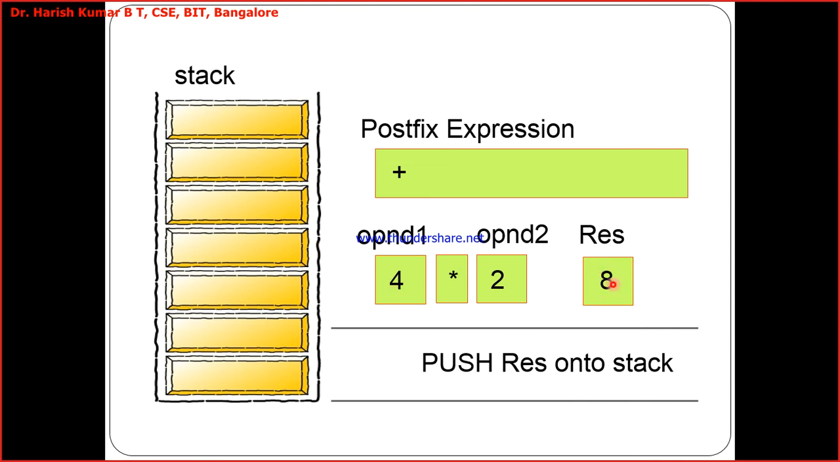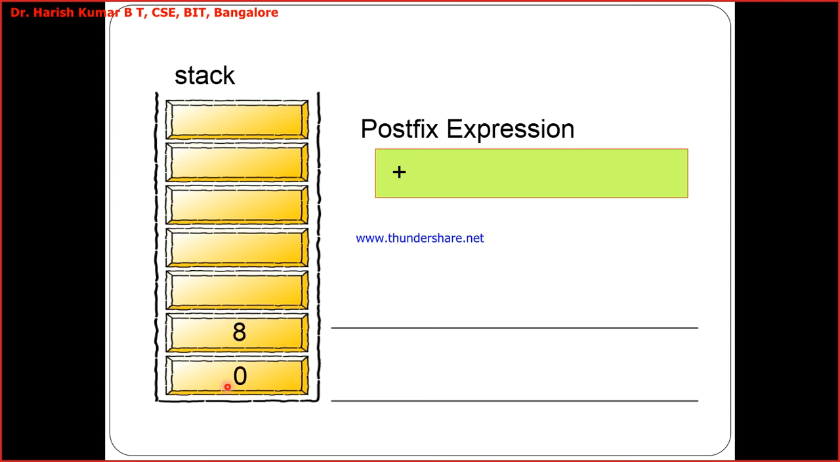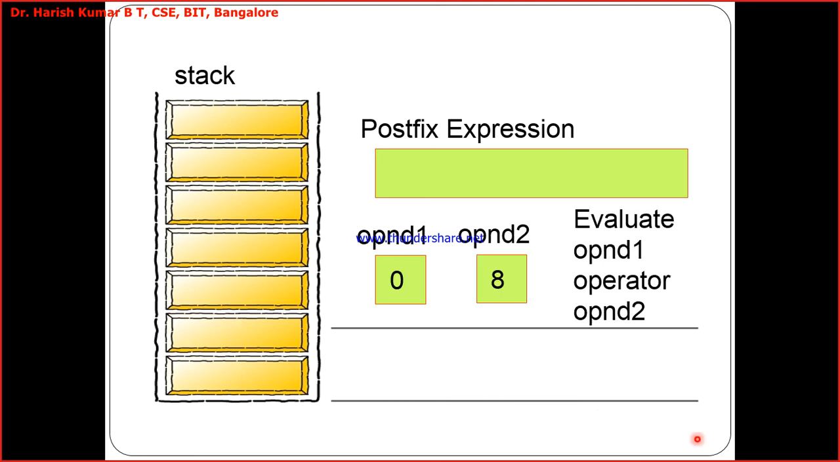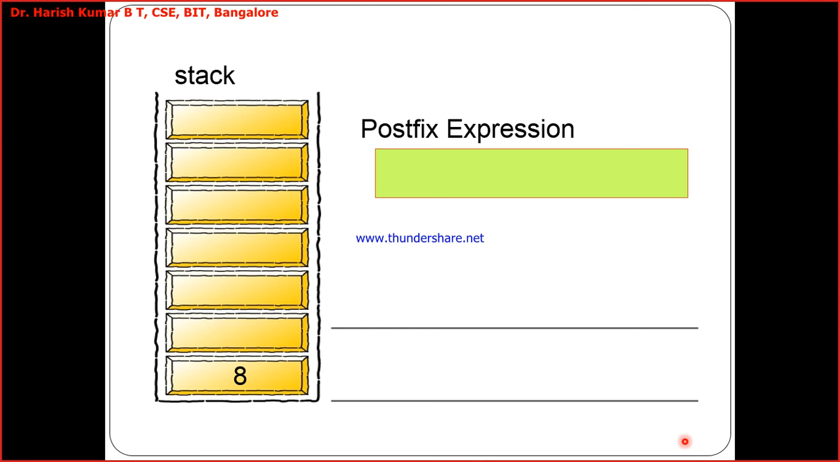Now what are you doing? Push this onto the stack. 0 was the result of the previous 3 minus 3. That result is still there, and the result of the current operation is 8. So 2 into 4 we did, the 0 is still as it is, and 8 is the result. Now the next symbol which I am scanning is plus. It is an operator. Again I have to pop 2 elements. So 8 gets assigned to operand 2 and 0 gets assigned to operand 1. Now the operator is plus and the result is 8. Now push this onto the stack.